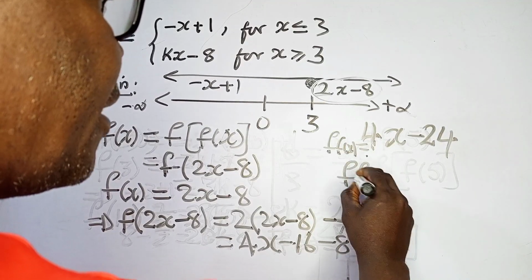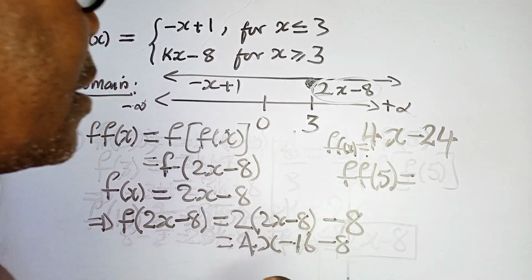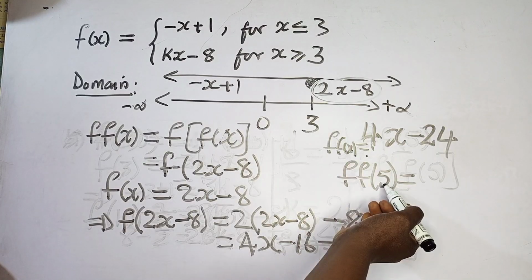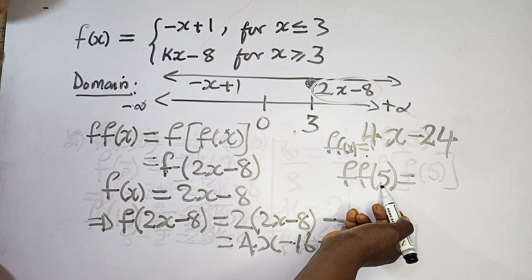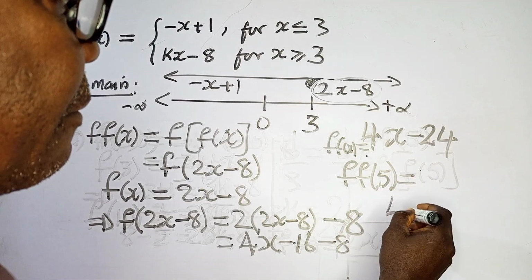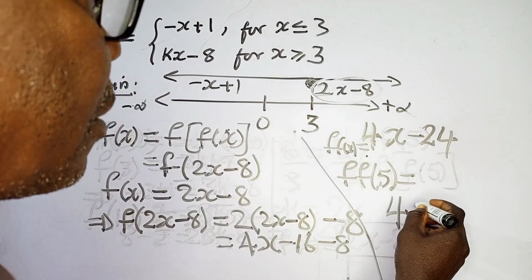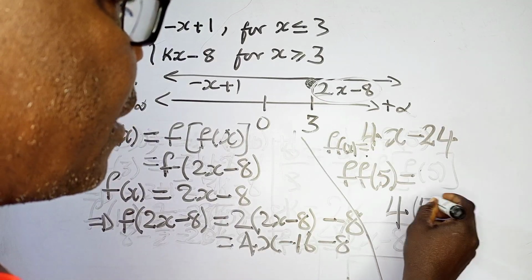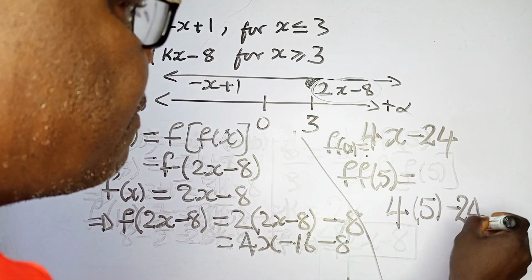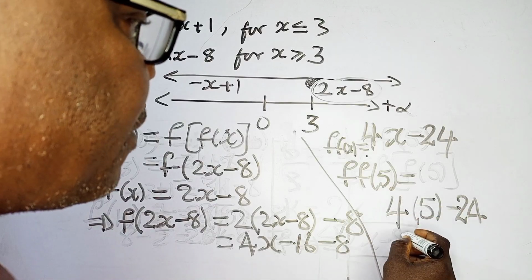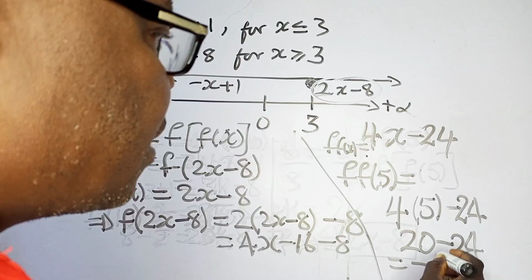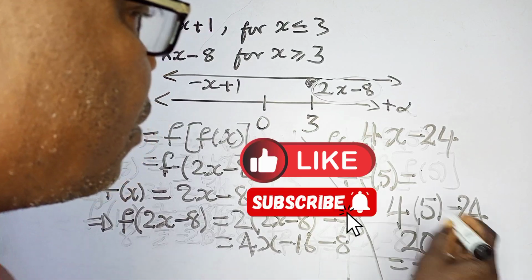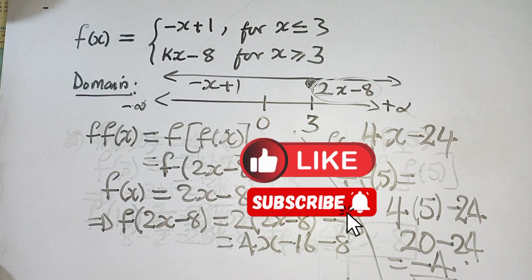Now, f of f of 5 simply means we replace x with 5 in that expression. Where is x? This is x. So where we find x, we're going to put the value 5. It's simply 4 multiplied by 5 minus 24. 4 multiplied by 5 is 20. 20 minus 24 gives us negative 4. So f of f of 5 is negative 4.